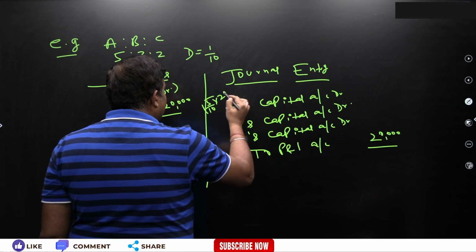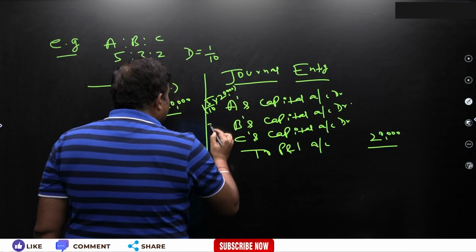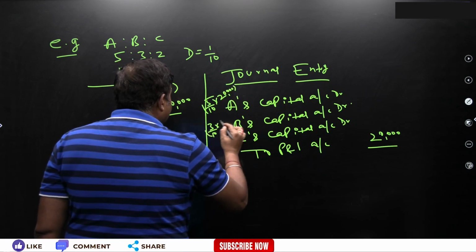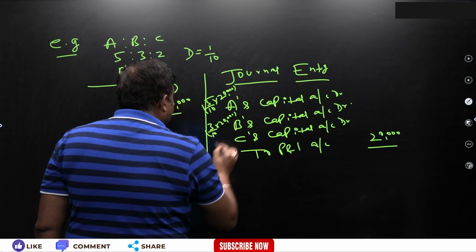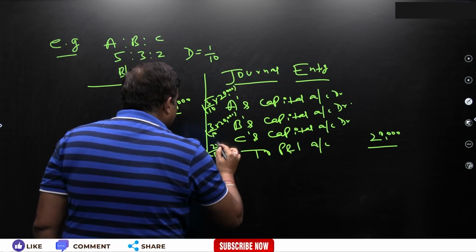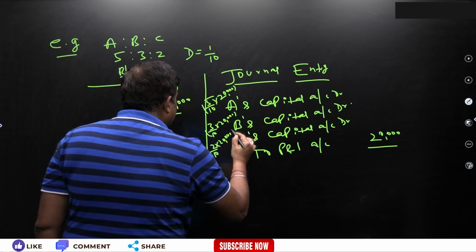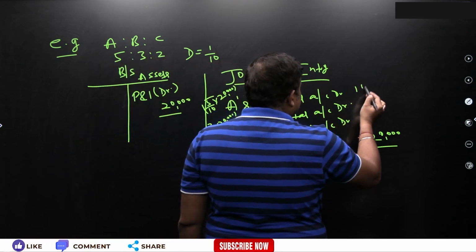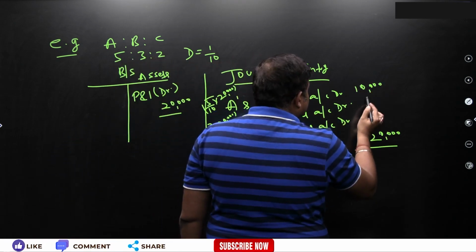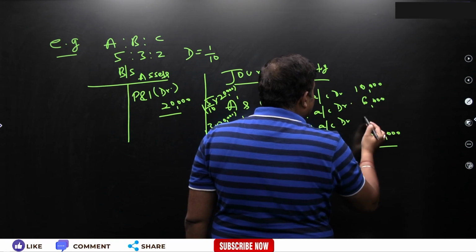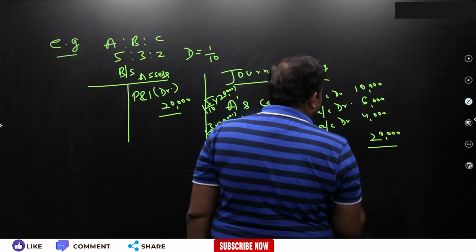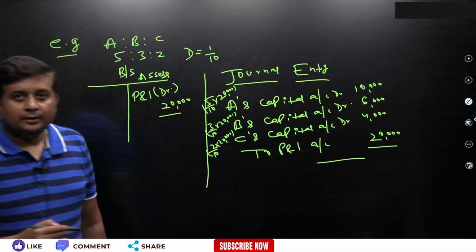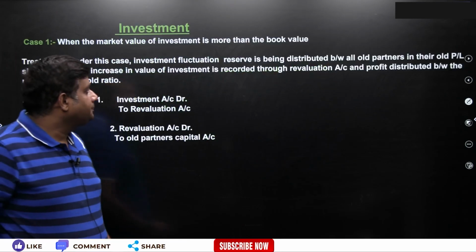So 5/10 of 20,000 to A, 3/10 of 20,000 to B, and 2/10 of 20,000 to C. So this should be 10,000, 6,000 and 4,000 respectively. Alright. So moving to the next topic.